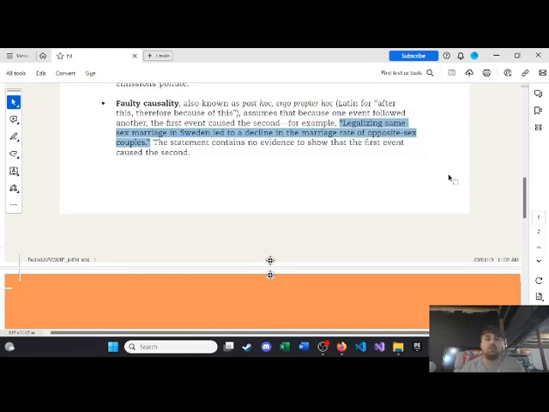You can't just assume because one thing happened and then another thing happened. You can't assume causality. Another way of putting that is the famous phrase, correlation is not causation. Just because things are correlated so that they look like they're happening together does not mean they're happening because of each other.